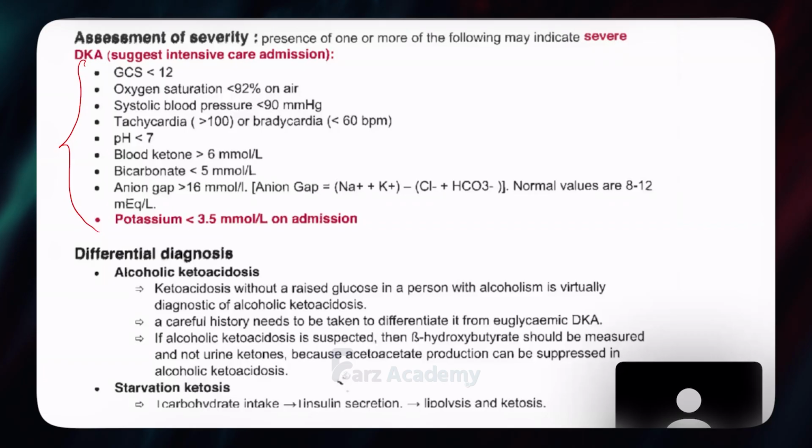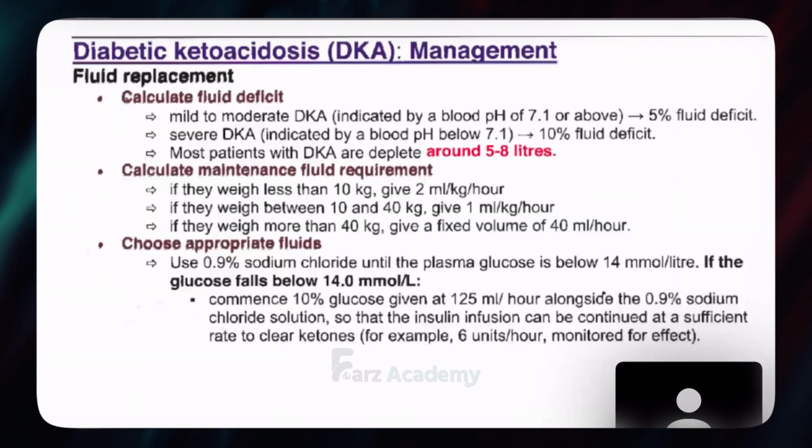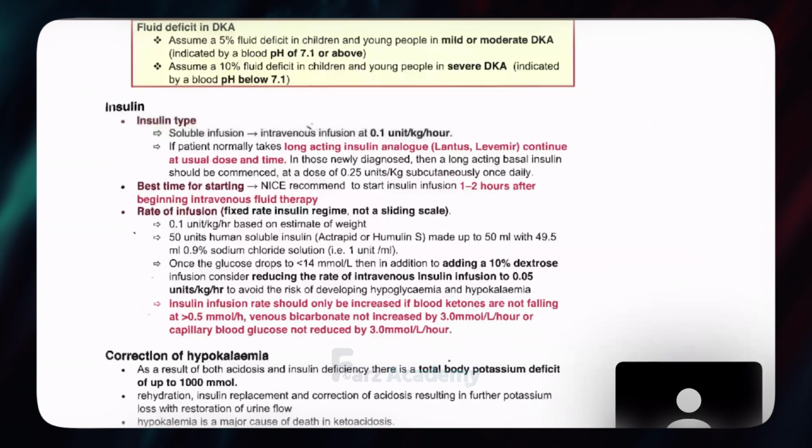Main differentials are other causes of ketoacidosis like alcoholic ketoacidosis and starvation ketosis. The main management is fluid replacement, insulin therapy, and potassium replacement. For fluid replacement, we need to replace around 5 to 8 liters of fluid. For insulin, 0.1 units per kg per hour.